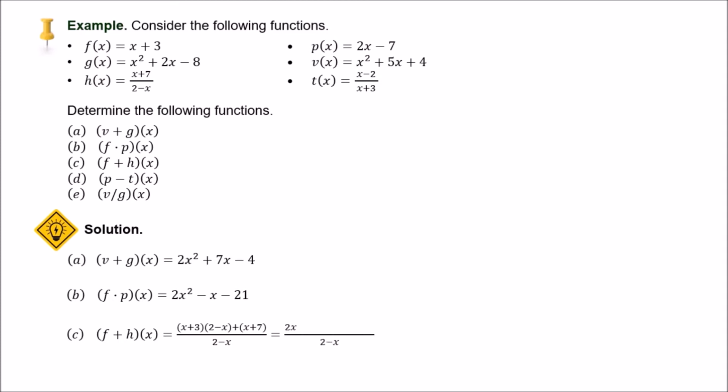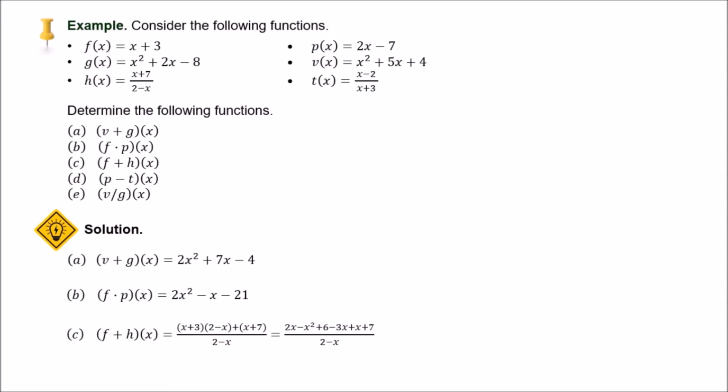x times 2, that is 2x. x times negative x is negative x squared. 3 times 2 is 6. And last is 3 times negative x, negative 3x. The last part of the numerator is the expression x plus 7, which is preceded by a positive sign, so we simply drop the parentheses.